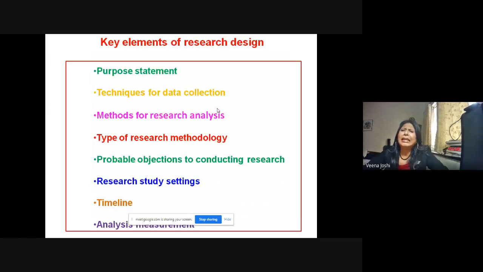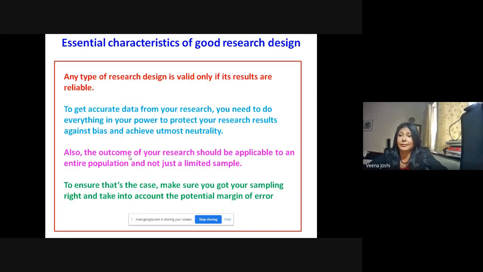And there are names and names and names, like purpose statement, techniques for data collection, methods for research analysis, type of research methodology, probable objections to conducting research, research study setting, timeline, etc. You'll find so many things. And I thought, there are so many. After this lecture is over, if you have time after you go home, just go to the internet and write research designing, and the material which you find will confuse you. You will start telling yourself, forget it.